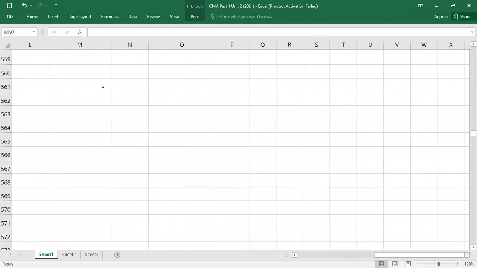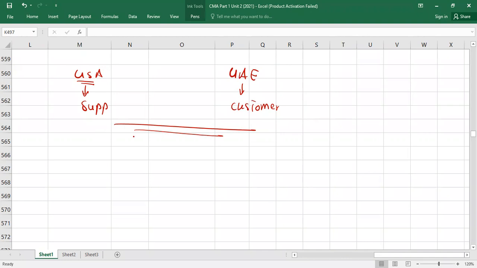For example, your supplier is sitting in the USA and you are living in, for example, the UAE. Here you have a supplier and here we are a customer. We are buying the item from the US. Obviously they are using a ship, supplying the items through the sea. And in the sea, our goods are on the boat.